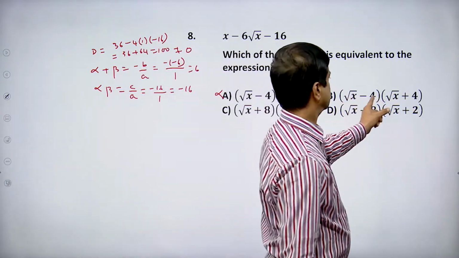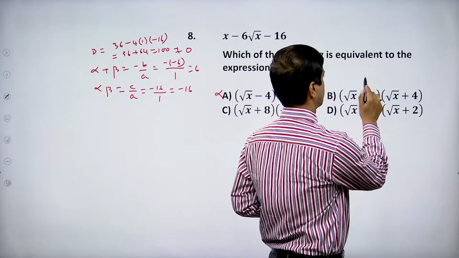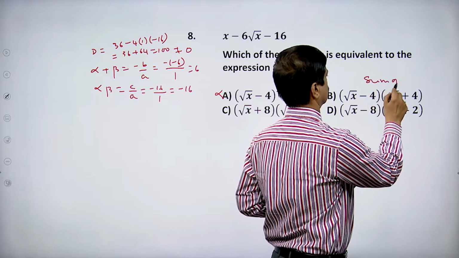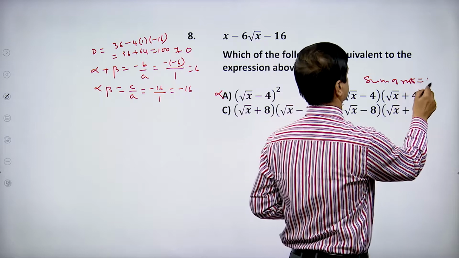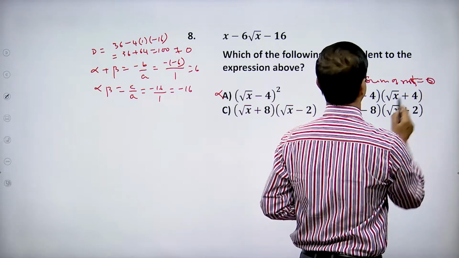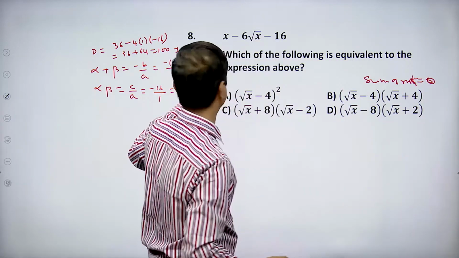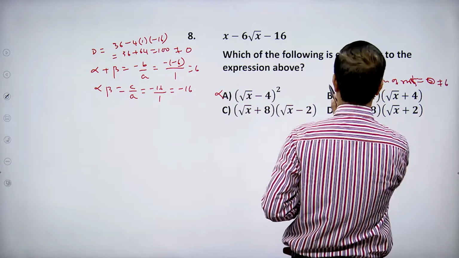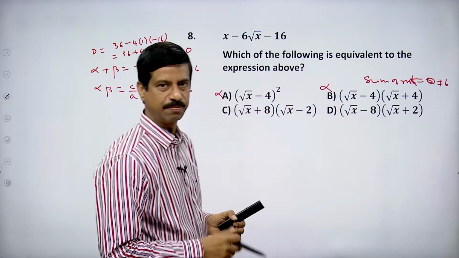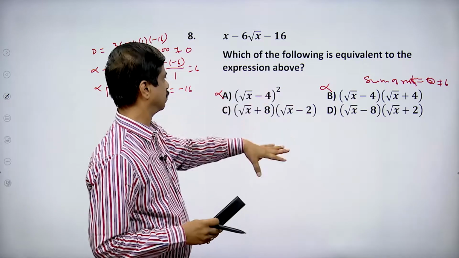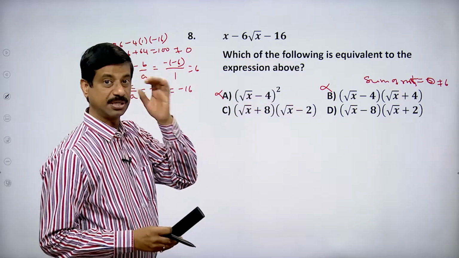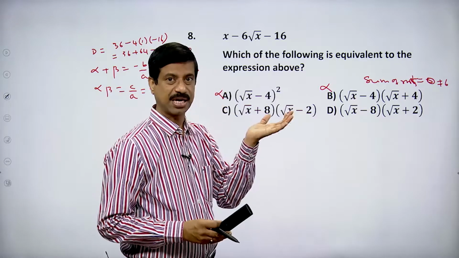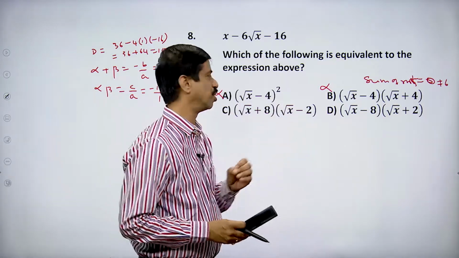Sum of roots equal to 0. But we got here the sum of roots as 6. So that is not equal to 0. So ruled out. Right, children? I am not doing anything. I am just discussing certain points. Different methods I will discuss. You decide which method you want to follow.